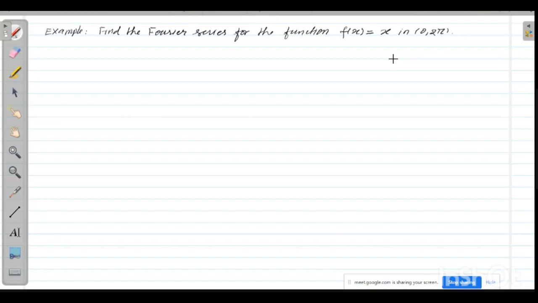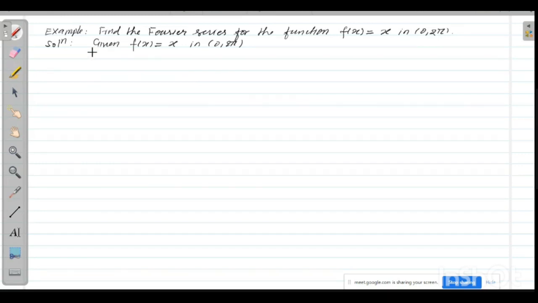So what are the basic needs of the function to find the Fourier series? Can you tell me what the basic needs are? Let us start how to solve this problem. First we write down the given function. Your given function is f of x equal to x in the interval 0 to 2 pi. But our job is to find the Fourier series of this function.